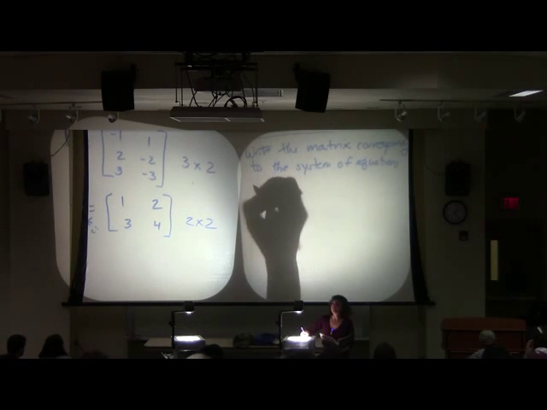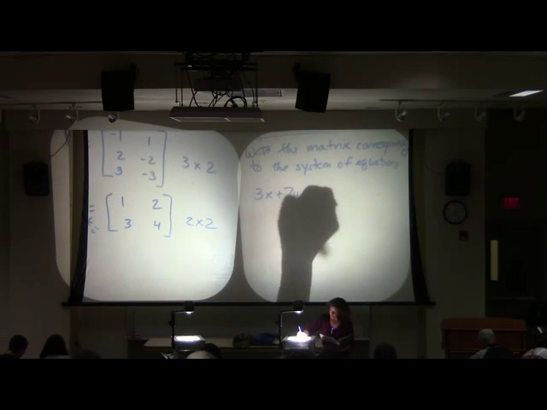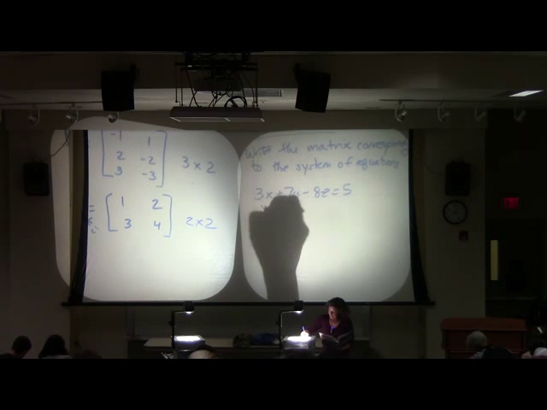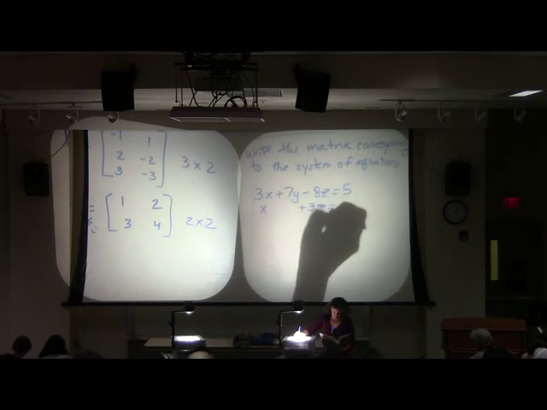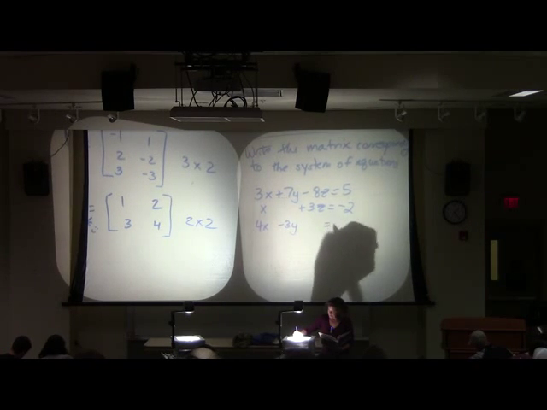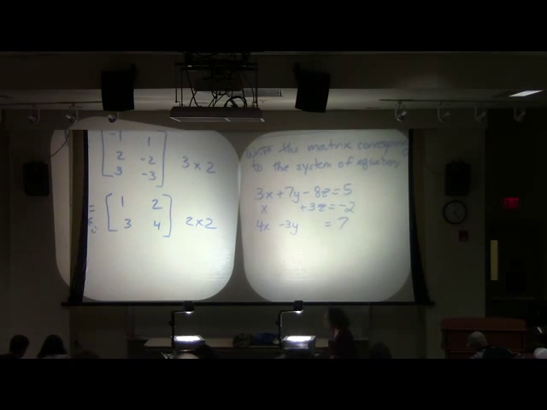So suppose I have this system. 3x plus 7y minus 8z is 5. Then I have x plus 3z is negative 2, and 4x minus 3y is 7. First off, you guys, you can always tell my 2's from my z's because I crossed my z's.